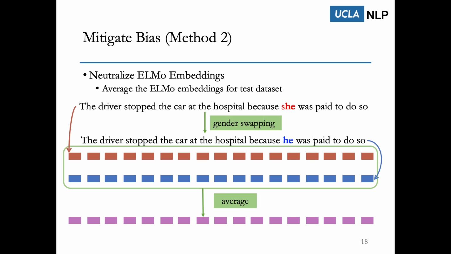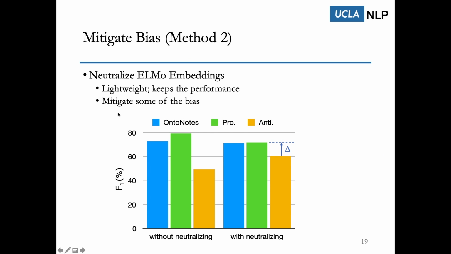So the second method we propose is neutralizing the AML embedding for the test dataset. What we do is, for each sentence in the test set, we first use the gender swapping technique to get the swapped instance, and then average the AML embeddings for these two sentences and use it as the representation for the input sentence. With this lightweight method, we don't need to retrain anything, and we see that we can still reduce the bias to some extent without hurting the performance.